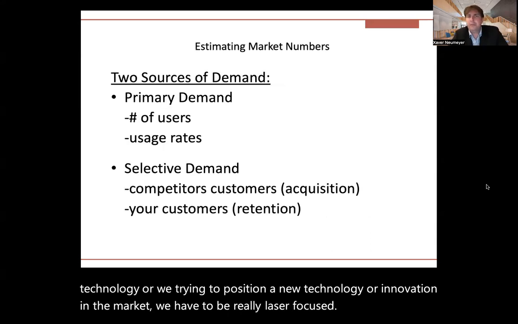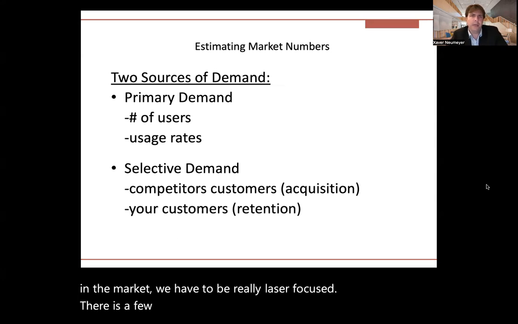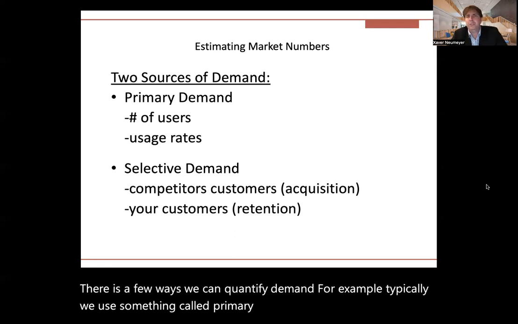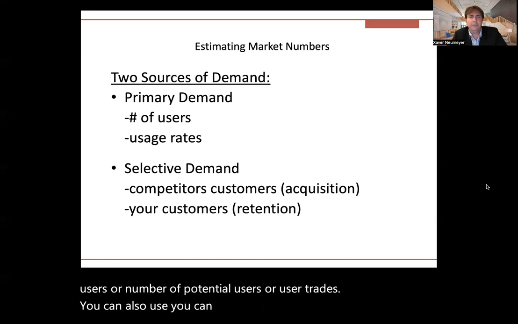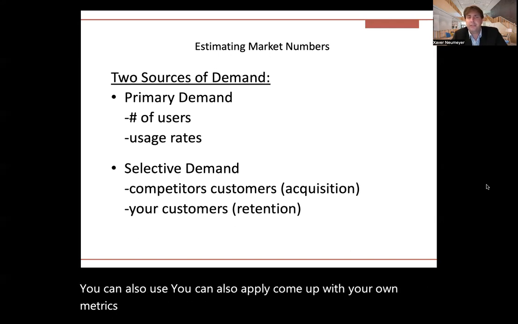Now, there are a few ways we can quantify demand, for example. Typically, we use something called primary demand, which is the number of users or potential users or usage rates. You can also come up with your own metrics here. And there is selective demand, which is: how many customers do my competitors have?